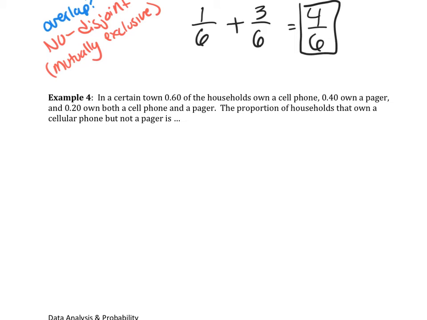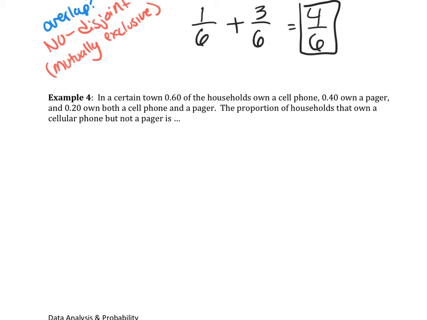So really, if we set up the addition rule with this situation here, we'd have the probability of a phone or a pager, oh wait, just kidding, that's not gonna work. So I'm sorry, just keeping you on your toes, making sure your erasers work.